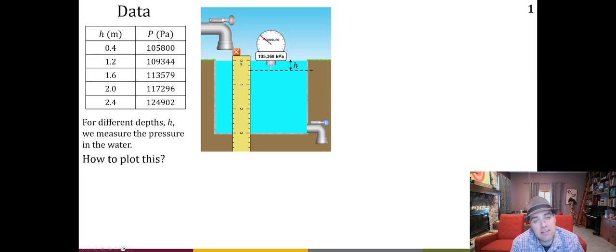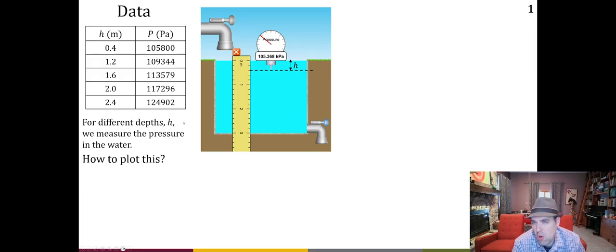Now here, h is the depth. This is the distance below the surface of the water down to where we're interested in, not the distance from the bottom up, okay? So this is the distance here, so be careful. We do that for a bunch of different depths h, and we record that pressure in this table here.